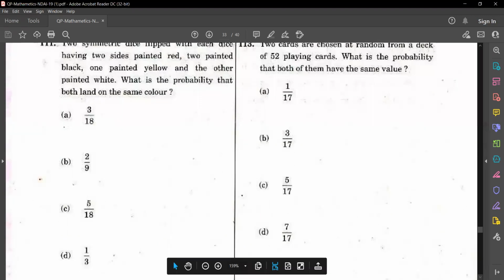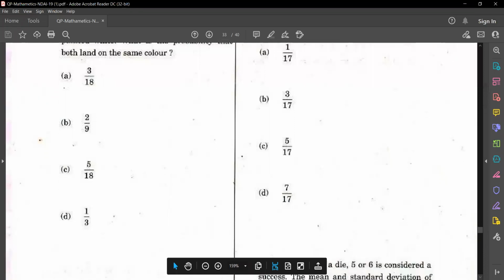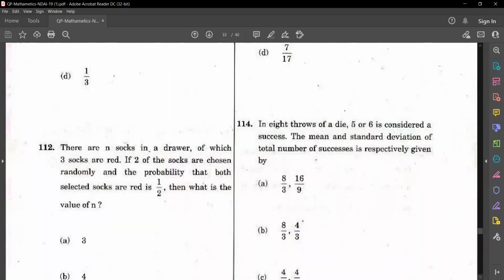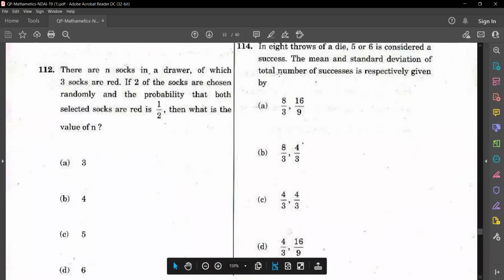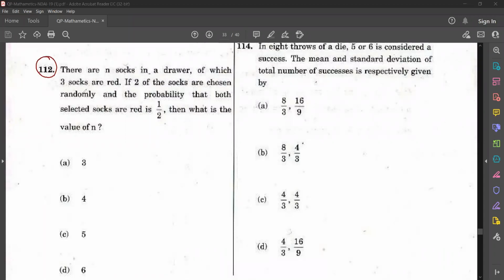Question number 112. There are n socks in a drawer, of which 3 socks are red. If 2 of the socks are chosen randomly, and the probability that both selected socks are red is 1 by 2, what is the value of n?